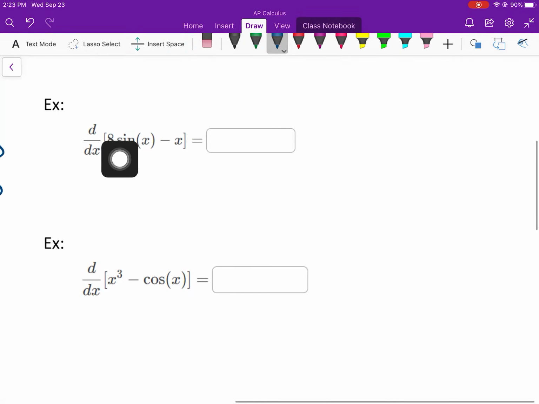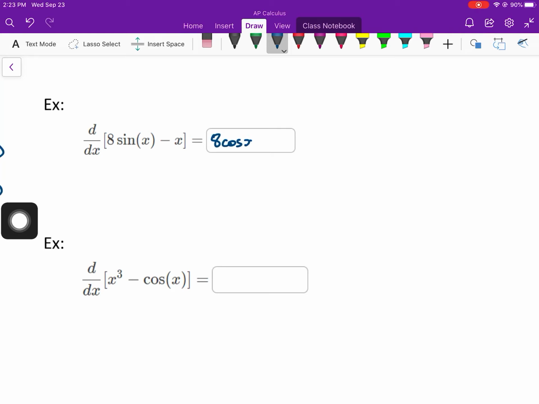So look at this example. Derivative of 8 sine of x is going to be 8 times cosine of x, because the derivative of sine of x is cosine x. And then minus the derivative of x is just 1.